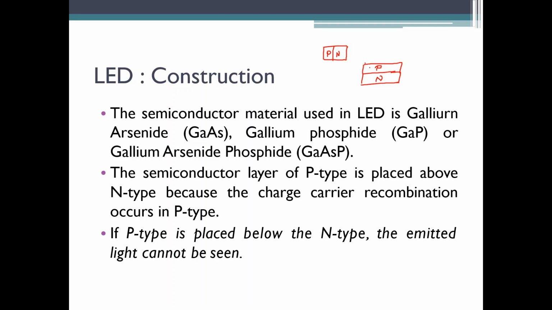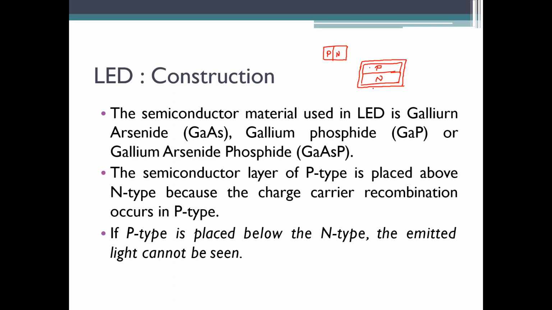Once it has been diffused together, you need to encapsulate it with a layer of silicon dioxide so that the materials I am using for the manufacturing will not be affected by the impurities of the environment. But do take care when LEDs are manufactured: the N-type material is always kept at the bottom, and the P-type material is diffused on top of the N-type material.